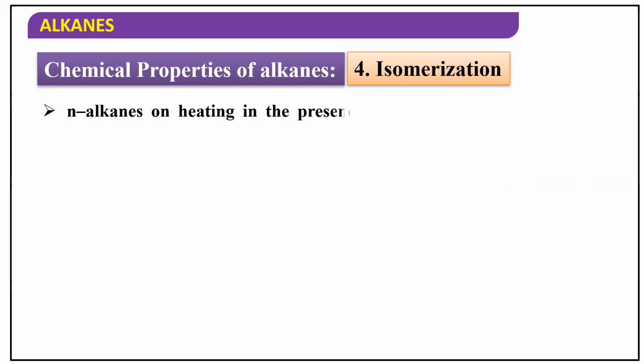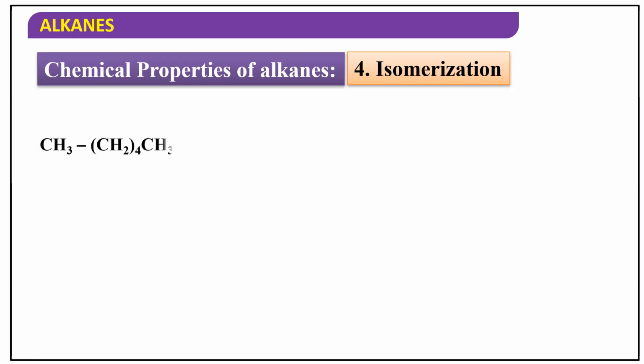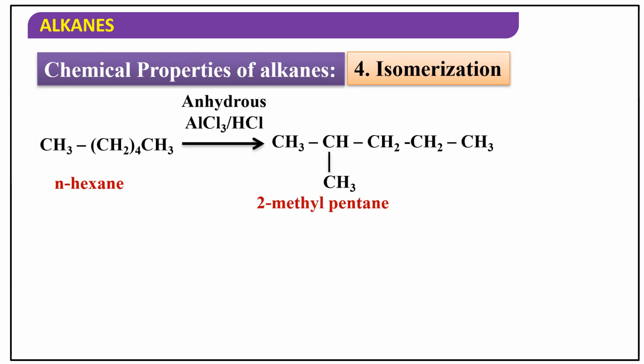Let's look at what happens in isomerization reaction. As the name itself indicates, this would be a reaction which will produce isomers of alkanes. Now, how do we get isomers starting from alkanes? When alkanes are heated with anhydrous aluminum chloride and HCl. So what is required? Anhydrous aluminum chloride and HCl. When alkanes are heated with anhydrous aluminum chloride and HCl, we get the corresponding isomers.